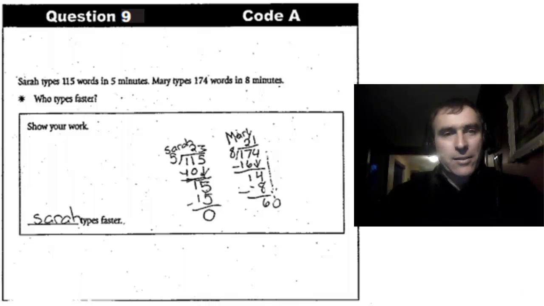So the first long answer question is question number 9, and here's a sample answer from it. Basically, Sarah's typing 115 words in 5 minutes. So you can figure that out by taking the 115 words, dividing it by 5 to figure out how many she does in each minute, and you get 23. Then Mary's the same thing. You take 174 words, she's got 8 minutes, so you divide that out. She does 21, and so the whole answer is that Sarah types faster. So that's the first question.